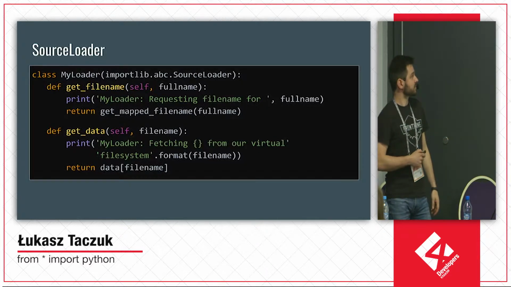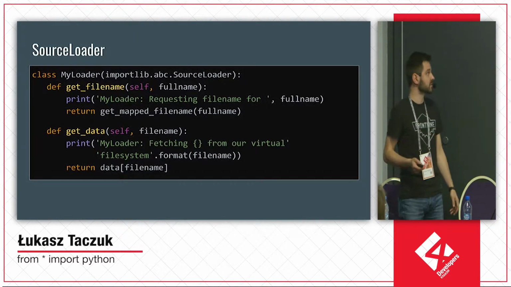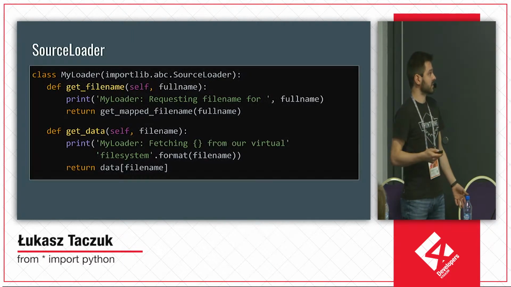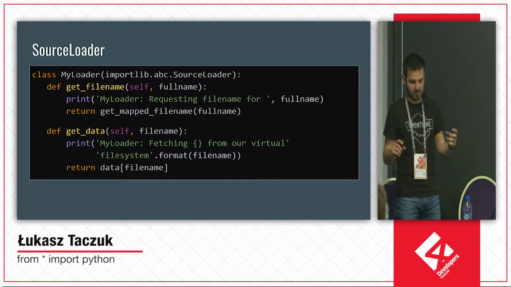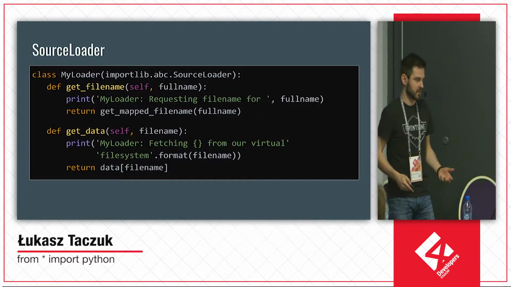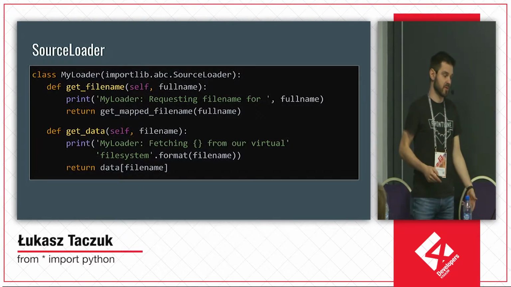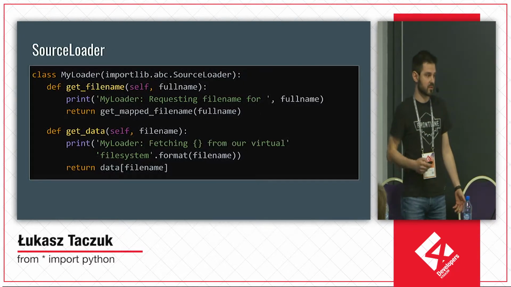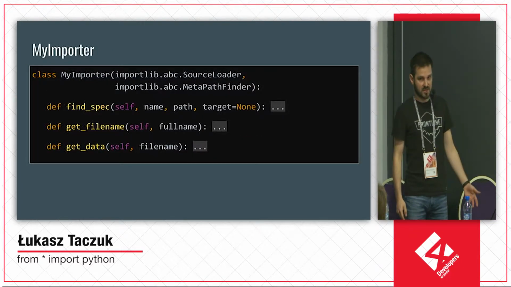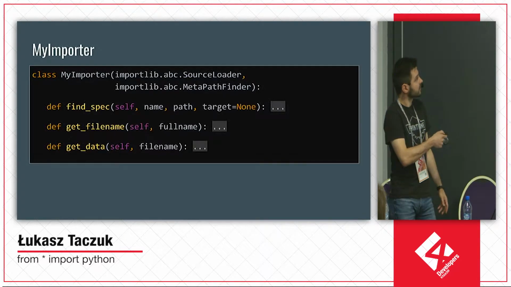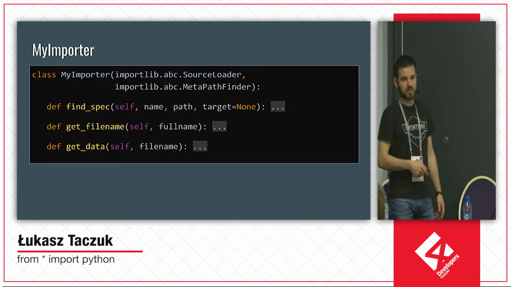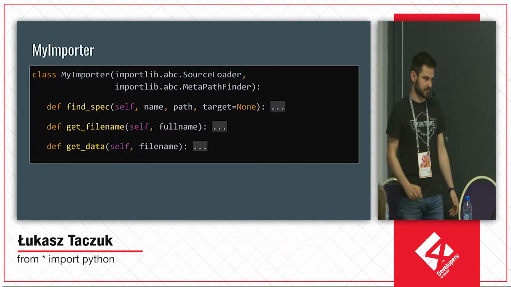And so after that, the getData method will get executed. It's just something that actually fetches the data and returns the string that will contain Python code. So those are the two functions or methods that you have to implement yourself. If you want to do that in one step, you just create an importer that will derive both from source loader and meta pathfinder, and will contain the exact same 3 methods.